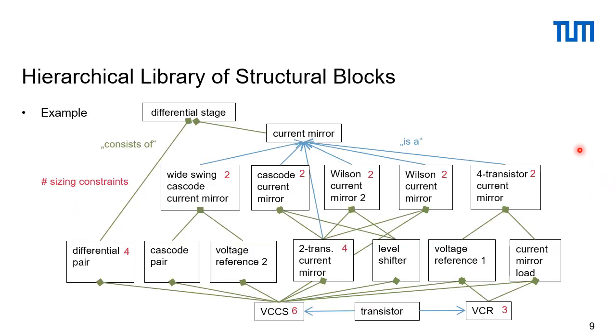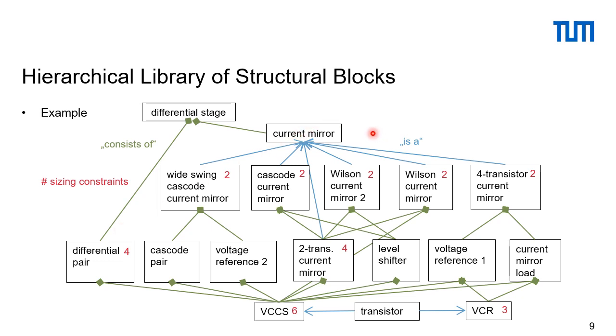Now, in the next step, we can create a hierarchical library of how these transistors, to pairs, to groups, to the differential stage are built up in a circuit design process, in the structural design process, and we can formulate it in a computer way. So here we have written a differential stage consists of, as we said before, a differential pair and a current mirror.